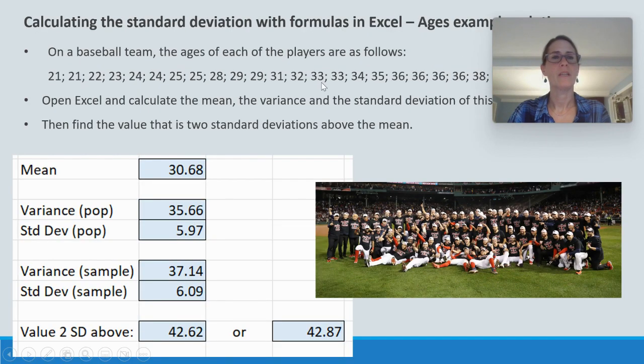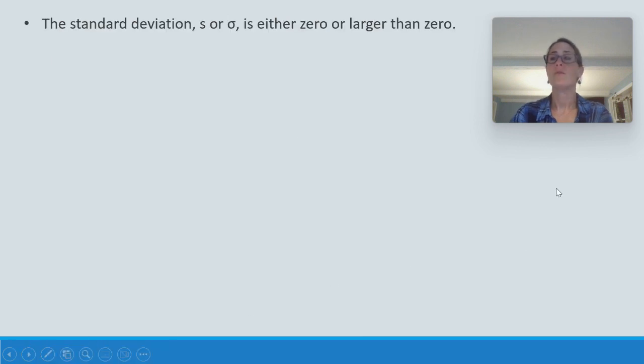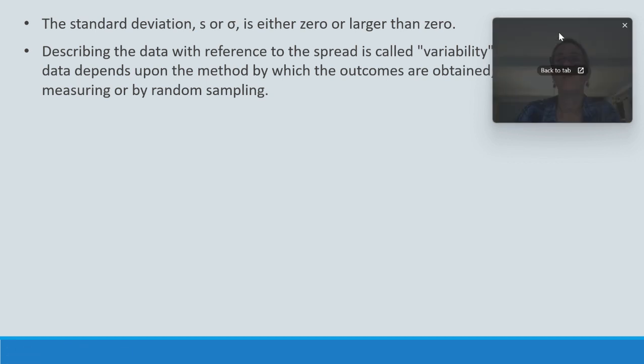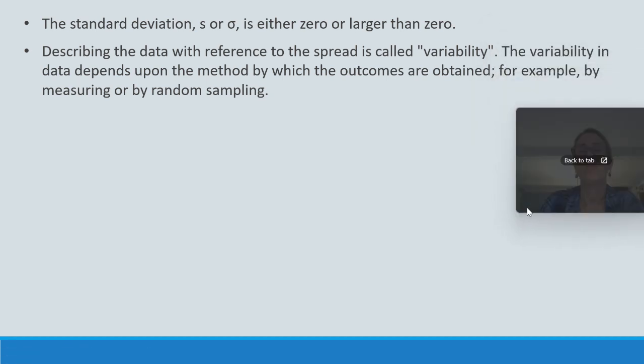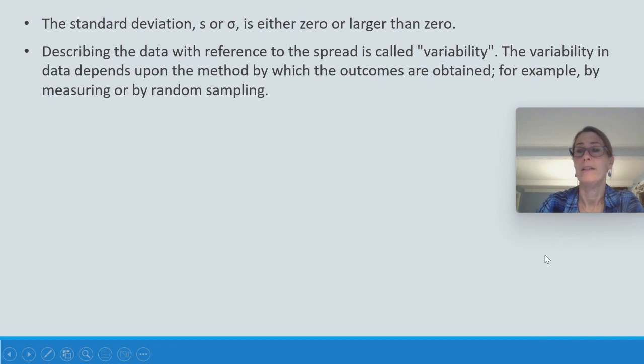Here's that same information again. And so a few more notes. The standard deviation, S for our sample standard deviation, or sigma for our population standard deviation, is either 0 or larger than 0. So it's always 0 or positive. When we describe the data with reference to the spread, we're talking about variability. The variability in data depends upon the method by which the outcomes are obtained. So for example, by measuring or by random sampling.